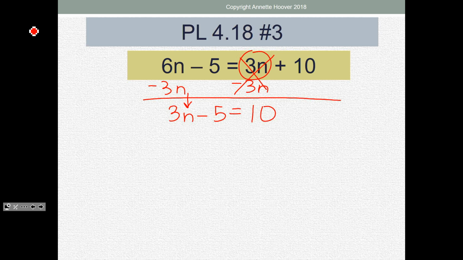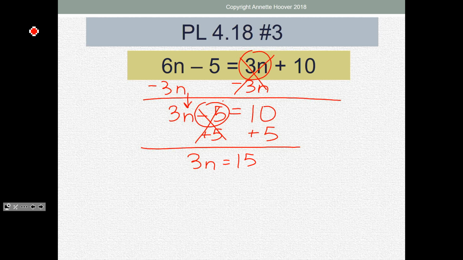Locate the variable. Move what's not attached to it first, so we would do the opposite, which is adding 5 on both sides. Cancels out. We have 3n equals 15, and then when we divide both sides by 3, that would give us 5. 6 times 5 is 30, and 30 minus 5 is 25. 3 times 5 is 15, and 15 plus 10 is also 25. So both sides equal 25 when you plug it back in and it checks.